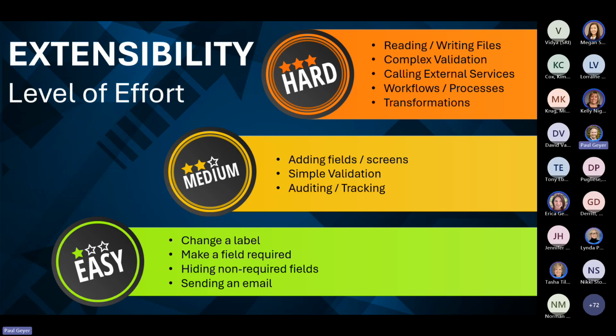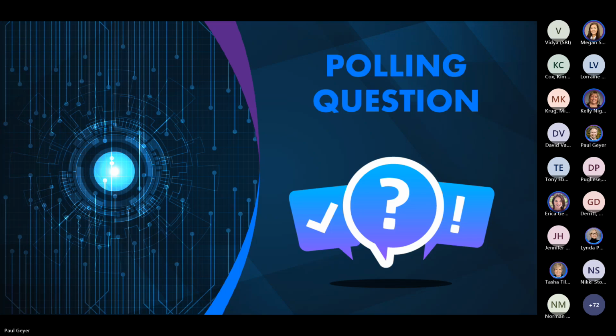So we've got the basics of the architecture. We understand the capabilities and pitfalls, and we've got an estimate on what the level is for each one of our projects. So on our last polling question, I want to ask you guys, how many of you have an upcoming integration or extensibility project? And how soon is that project on your list?